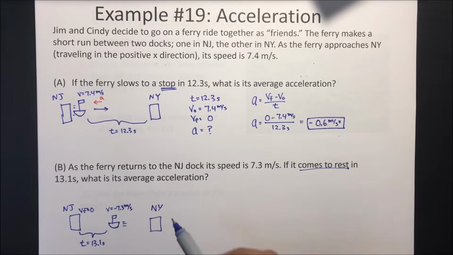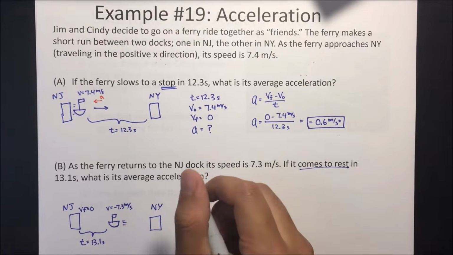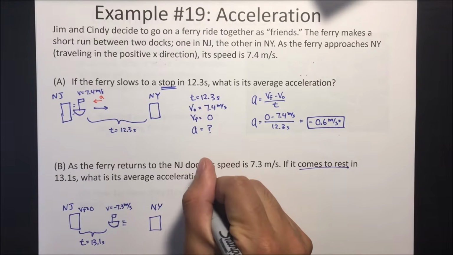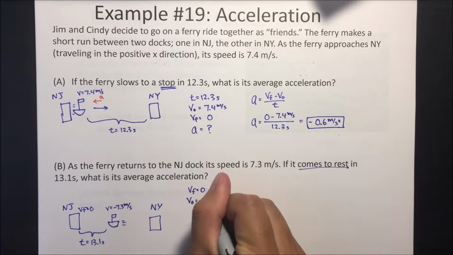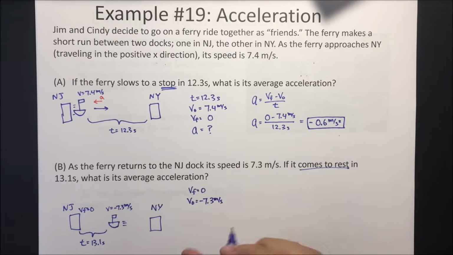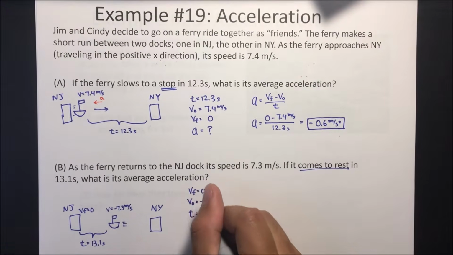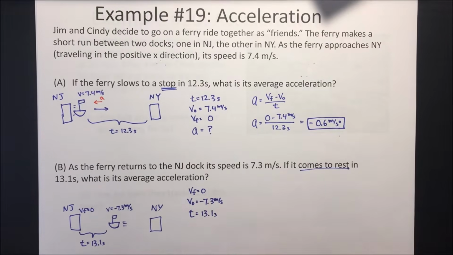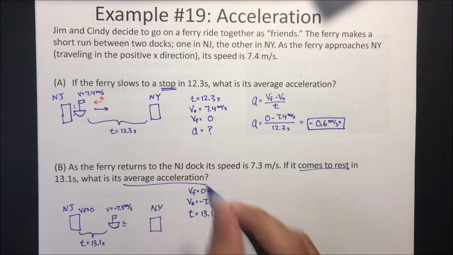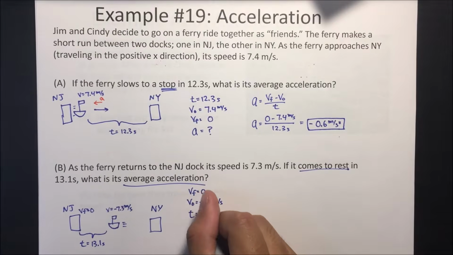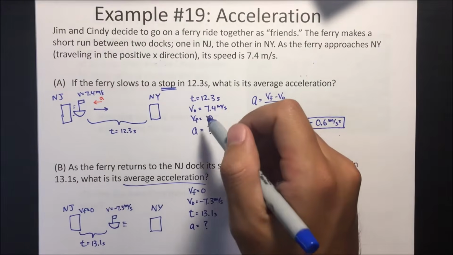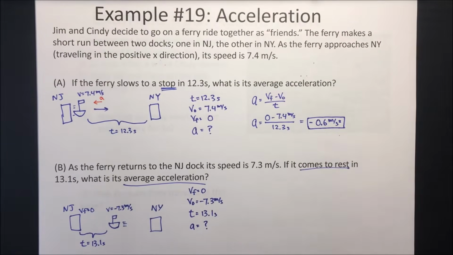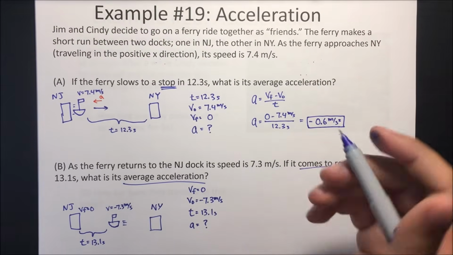So now again, we want to do the same thing. We want to see what we have. We have velocity final equal to 0. Velocity initial equal to negative 7.3 meters per second. The time is equal to 13.1 seconds. And again, we are looking for the acceleration. We see we have the same variables as before. So what we can do is we can use the same equation.